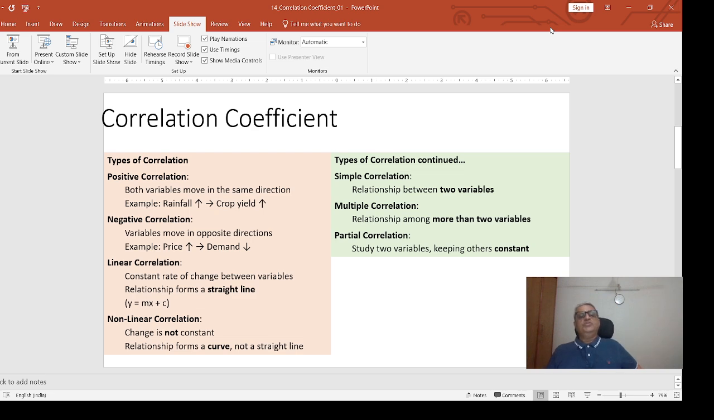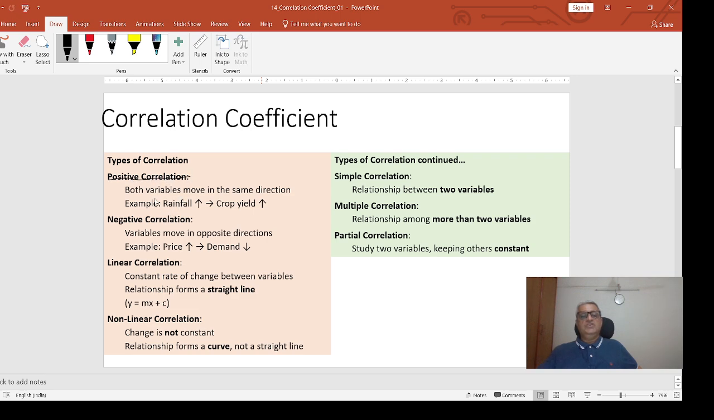Let's go through the different types of correlations. First, most important, positive correlation. What does positive correlation mean? When both variables move in the same direction. For example, when rainfall increases, so does the crop yield. So these two variables are correlated to each other, and the correlation is positive because when one increases, the other also increases.